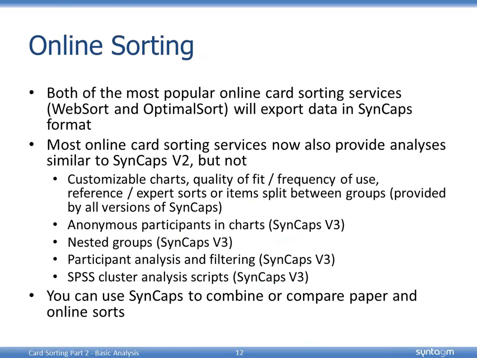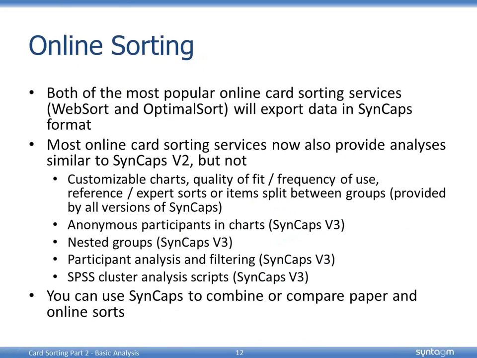The online sorts, WebSort and OptimalSort, provide very similar analyses to the ones that we're just about to look at, to SynCaps version 2, in fact. But there are a whole list of things which I put on this slide that they don't do, just so that you're aware. They don't do customizable charts. And one of the reasons I really was keen on producing SynCaps version 2 was that the results I was getting from other places just weren't very presentable to customers. So, for example, our dendrograms and our charts, you adjust the color, you adjust the font and the size of the chart and so forth, and they're very easy to drag and drop into reports, office documents, anything that supports the clipboard properly.